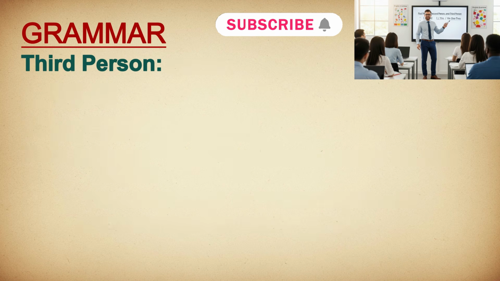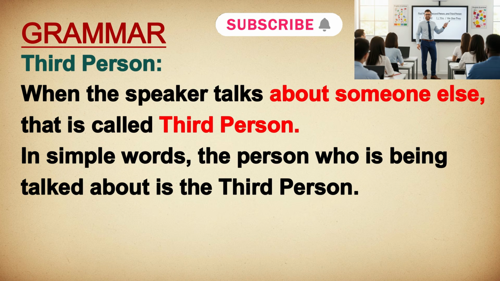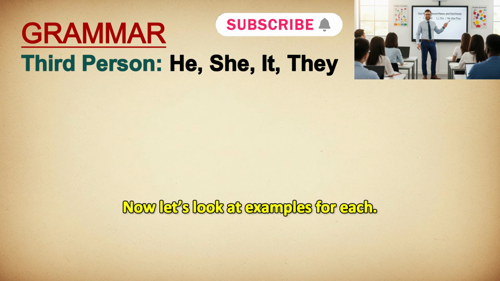Third person. When the speaker talks about someone else, that is called third person. In simple words, the person who is being talked about is the third person. We use the pronouns he, she, it, and they to show the third person. Now let's look at examples for each.